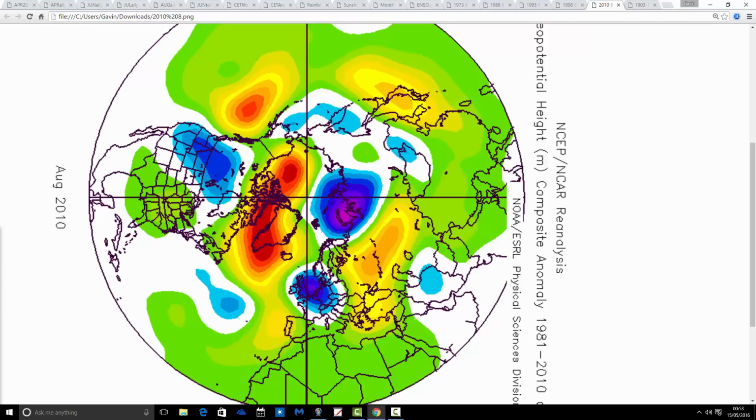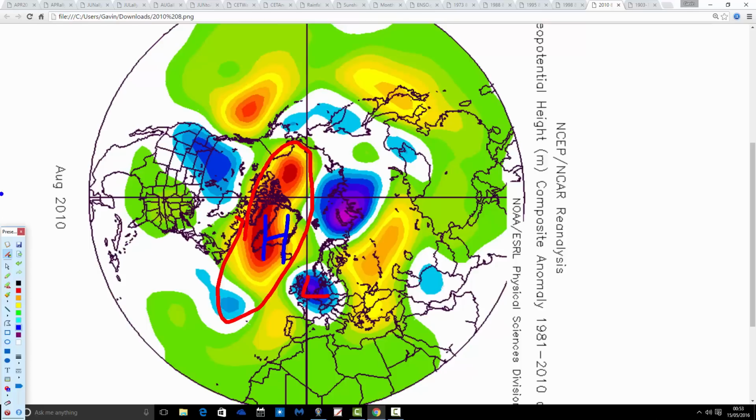And this is how August 2010 looks, with loads of blocking over and to the east of the UK, loads of troughiness, I should say, over and to the east of the UK, and all of this really, really extensive blocking centred over Greenland. Of course, we know what happened a few months after that, in December 2010, very severely cold, of course, and with lots of northern blocking as well.